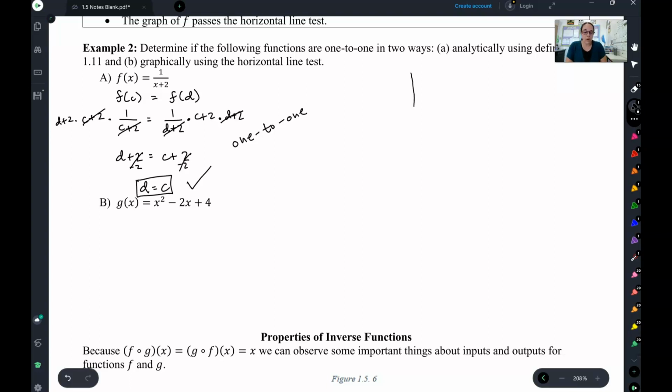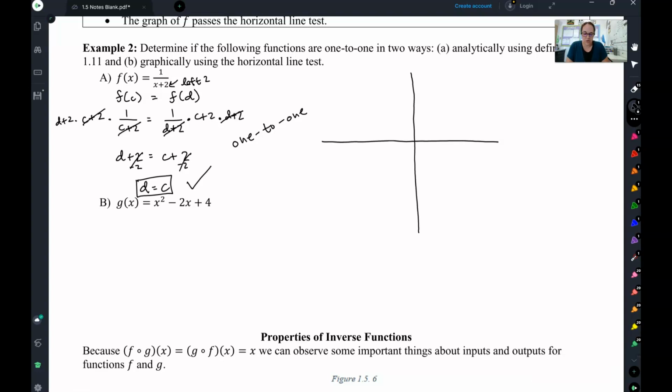Now, we could also graph this. This is 1 over x, parent function, but that plus 2 inside the fraction is just going to move the whole function left 2 using our transformations. So I'm going to take my 1 over x parent graph and move it left 2. So here's our 1 over x parent graph. Hopefully you're working on memorizing those parent graphs.